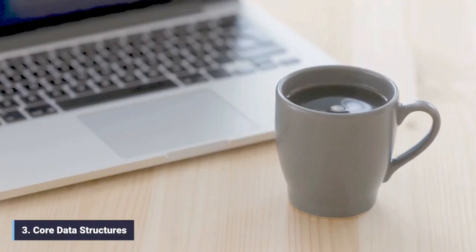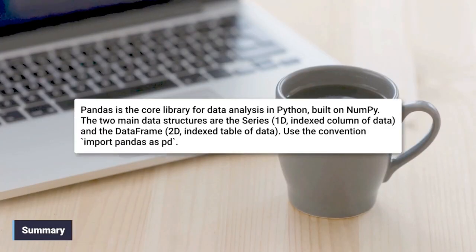3. Core data structures. Pandas introduces two primary data structures. First is the Series. Think of a Series as a single column of data, similar to a 1D NumPy array, but with labels called an index. Second is the DataFrame. This is the most common structure, representing data in rows and columns, like a table or spreadsheet. A DataFrame is essentially a collection of Series objects that share the same index. We will focus heavily on both of these in the coming lectures.